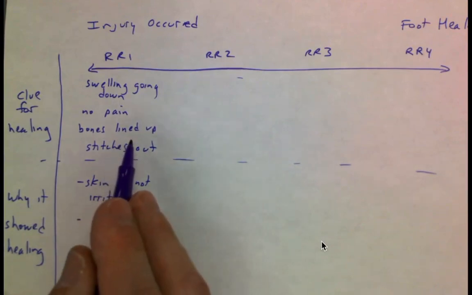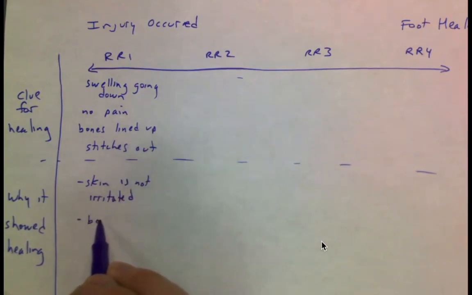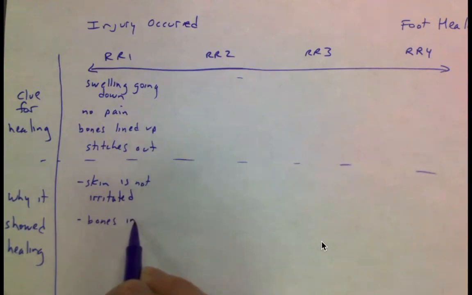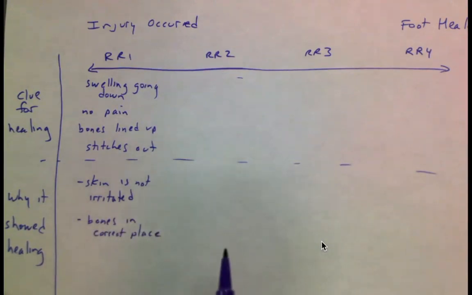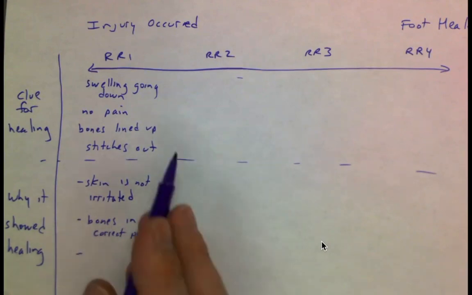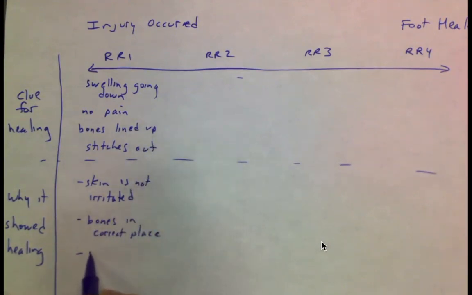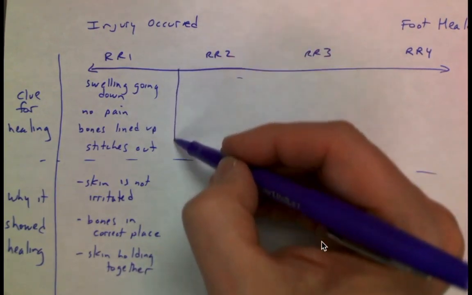The bones were lined up, so the bones are back in the correct place. So we want to go back to normal again. And because the stitches were out, the skin's actually holding itself together. It didn't need the stitches to hold it together anymore. So that's a good sign. So that's kind of like showing how it's healing there.